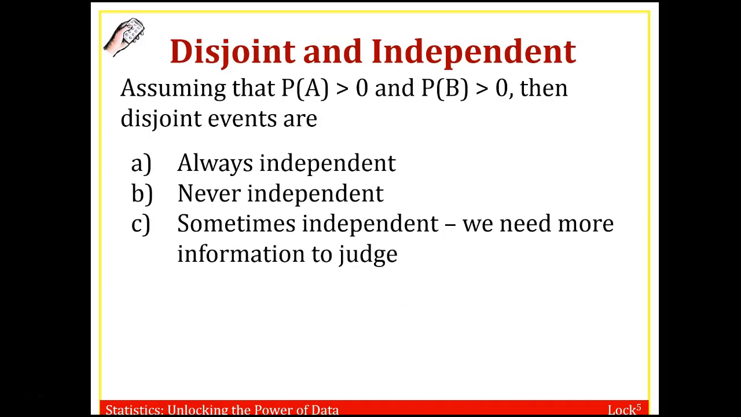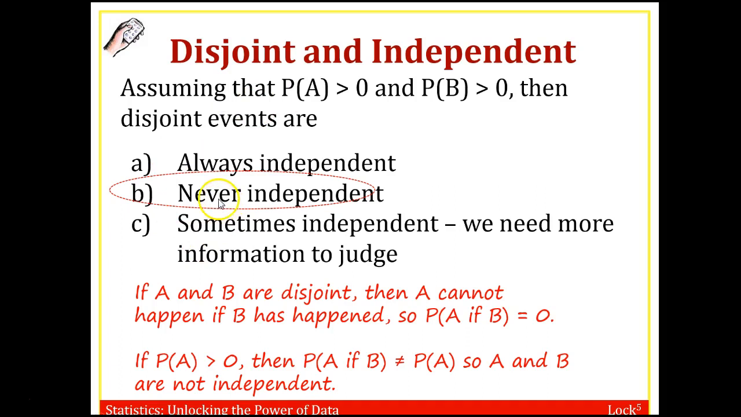All right, the question: if the probability of A and probability of B are both not zero, so these two events could happen, then disjoint events are always independent, never independent, or sometimes independent. Maybe we don't have enough information. So if A and B are disjoint events, they both can't happen at the same time. So think about that. That means if A and B are disjoint and B happens, then A absolutely cannot happen. So that's actually never independent. It's kind of a little counterintuitive here. If A and B are disjoint, then A cannot happen if B has happened.